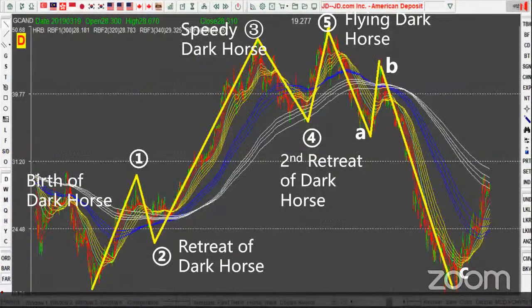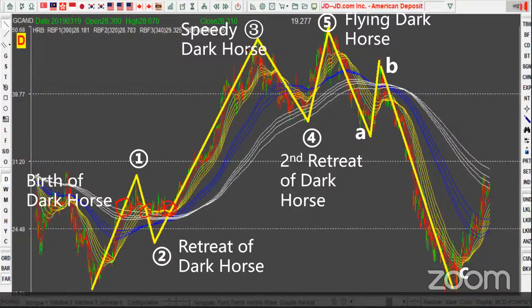And this is another example, for JD.com. So we have the birth of the course. After that, this is a very significant correction. When the price drops below the yellow line, you can leave. And when the price goes back above the yellow line again, you can buy. So, birth of the course. After that, retreat of the course. And when the price goes back above the yellow line again, you buy.